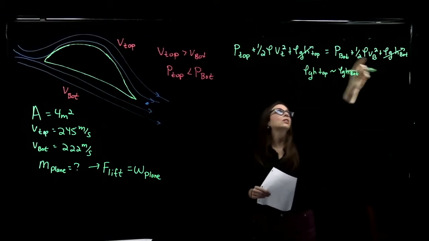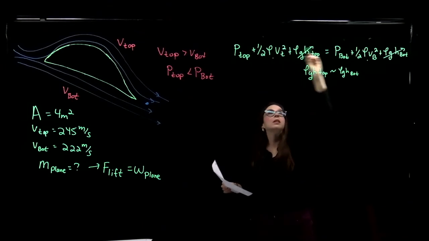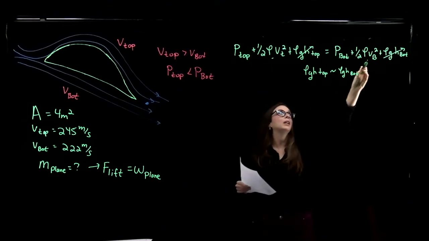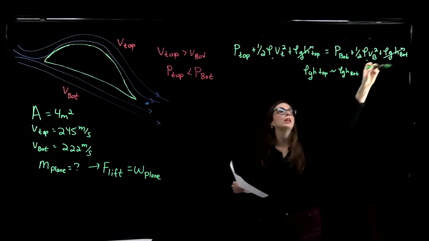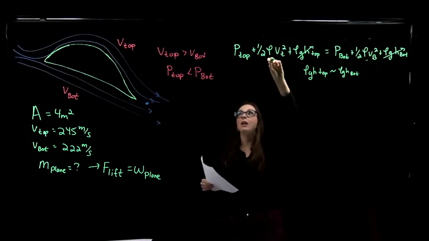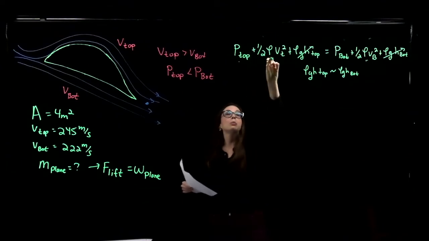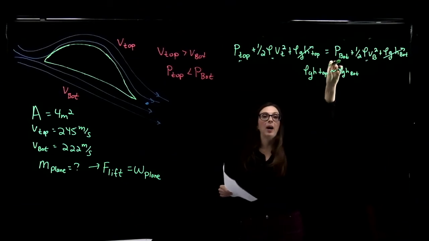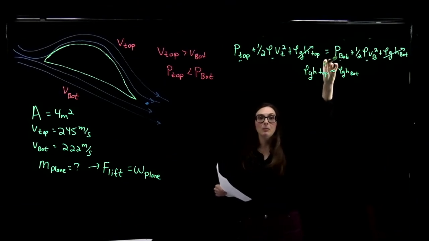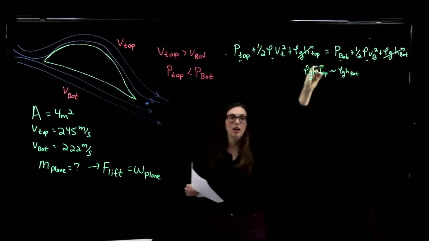Okay, so we can cancel out both of those terms. So now we know that the speed on the top is greater than the speed on the bottom. So if these two terms have to equal each other, and the speed on the top is greater than the speed on the bottom, that means that the pressure on top has to be smaller in order to compensate, okay? So the pressure on the bottom is greater, and the difference between the pressure on the bottom and the pressure on the top of the wing is what's giving us lift.